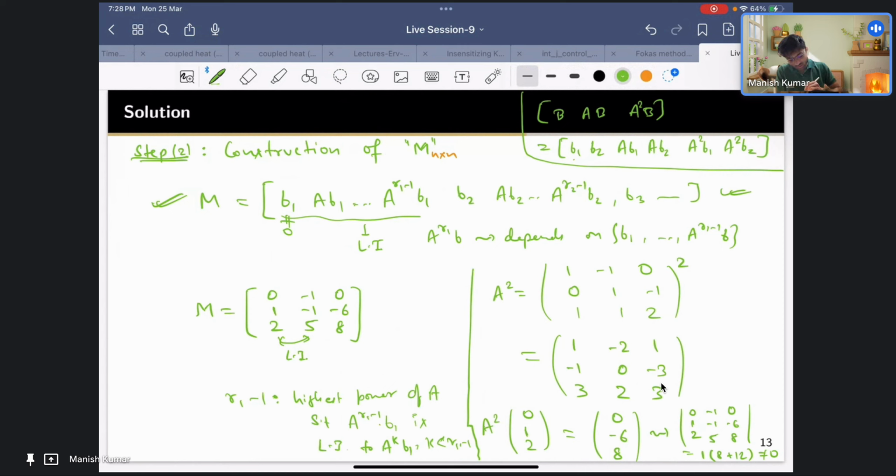So over here you see this R1 minus 1 is 2, because this is my B1. Okay, let me use some other color. So this is my B1, this is AB1, this is A squared B1. So here R1 minus 1 is 2, that means R1 is equal to 3.